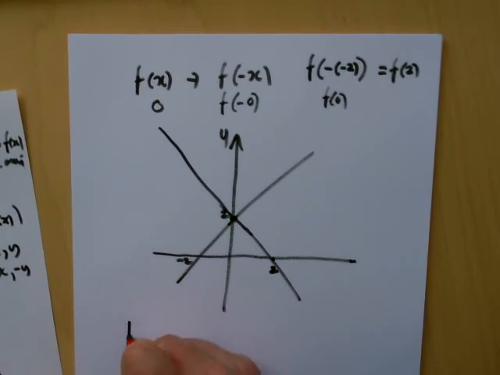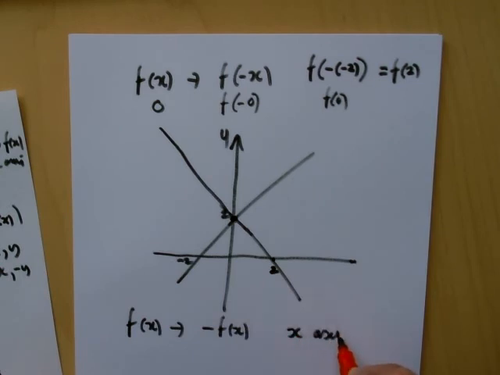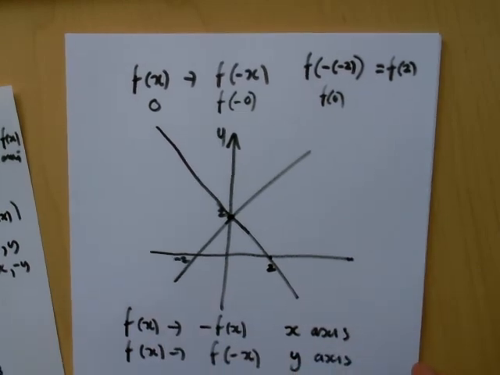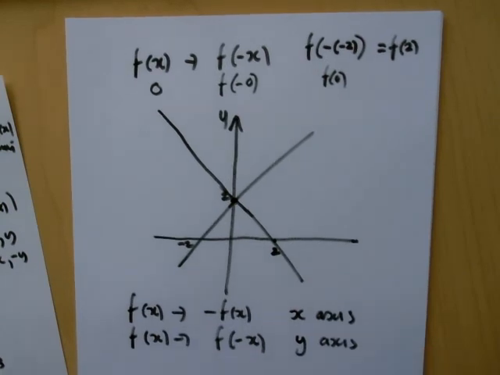So just to sum up then, if f of x maps to minus f of x, that's an x-axis reflection, and if f of x maps to f of minus x, then this is a y-axis reflection. Okay, so those are your two transformations that amount to reflections through the axis.